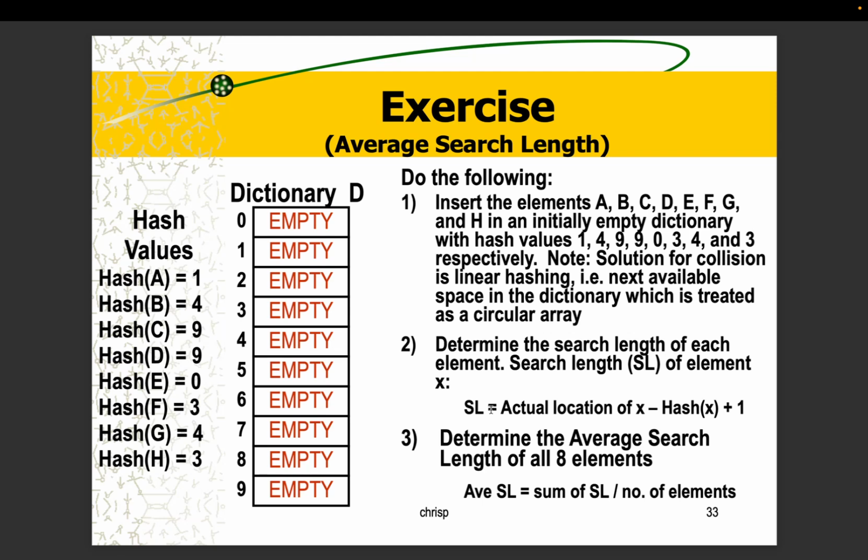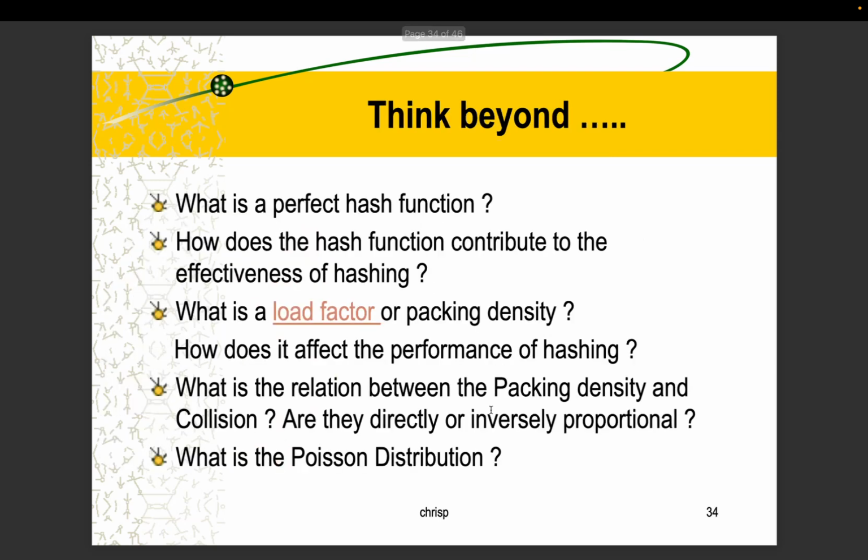We can do this in class. Things to think beyond: what is the perfect hash function? How does the hash function contribute to the effectiveness of hashing? What is a load factor and how does it affect the performance of hashing? What is the relationship between packing density and collision? Are they directly or inversely proportional? And what is the Poisson distribution?